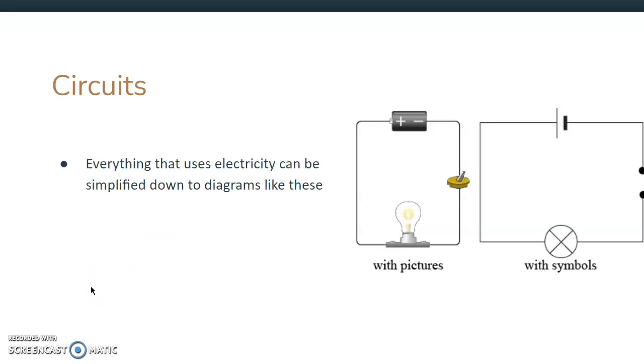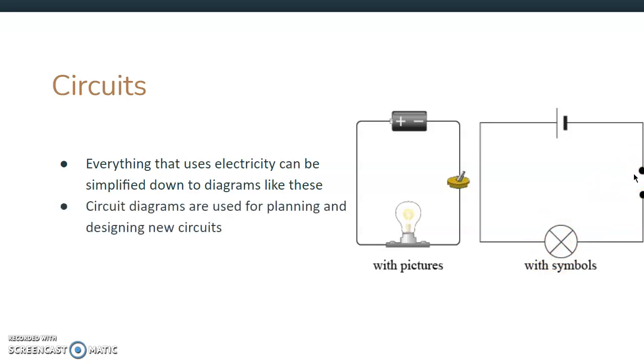So a circuit is used in anything that is electrical or has electricity, and can be simplified down to these nice diagrams. It looks like my camera's even cutting this off a little bit. I'm sorry about that. But we have our pictures. Here's a light, a switch, and a battery. So this battery gets replaced with this symbol. Our light gets replaced with this symbol, and our switch, which you can't see, we'll see another one, gets replaced by that.